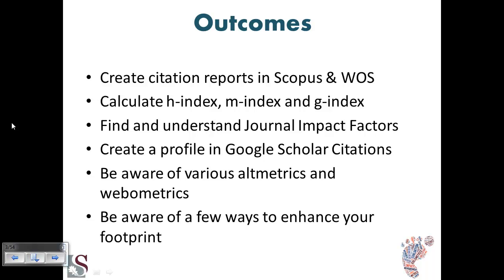Okay, and the outcomes, what we aim to achieve is by the end of this workshop, you should be able to create citation reports in Scopus and in Web of Science, calculate and find your H index, be aware of other indexes, find and understand the journal impact factors, the journal's citation reports. You will also be able to create a profile in Google Scholar and be aware of various altmetrics and webometrics.